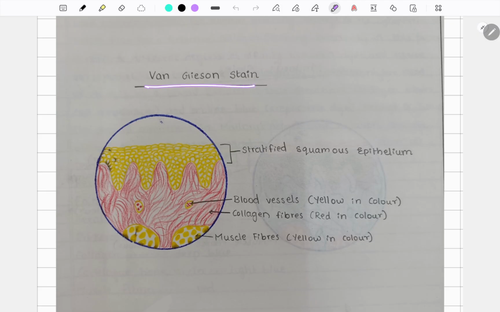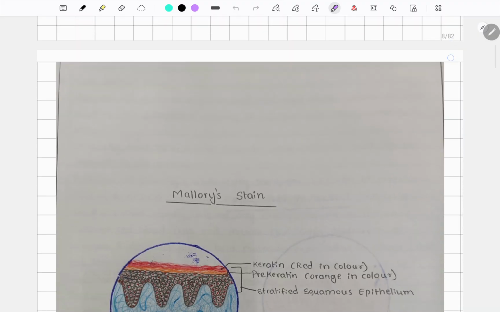So the Van Gieson stain will stain the collagen fibers red in color and muscles, cytoplasm and other tissues yellow in color. As you can see, this is muscle, this is epithelium, this is yellow in color, whereas collagen fibers are red in color. So this is the identification feature of Van Gieson stain.